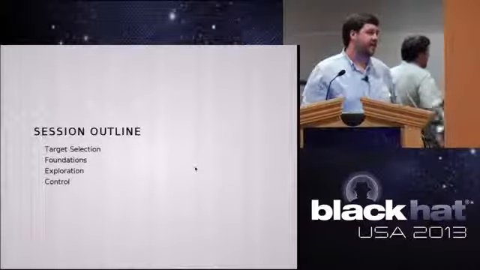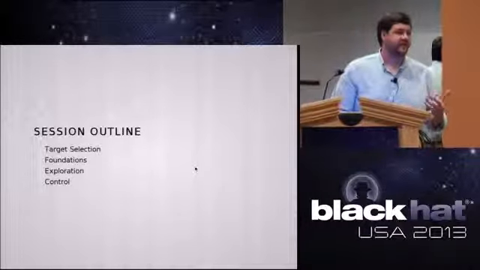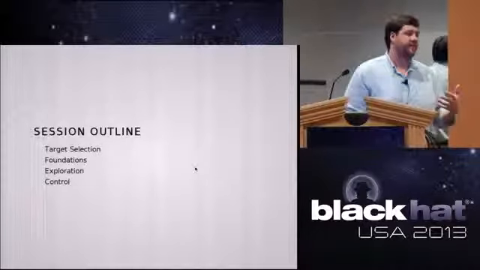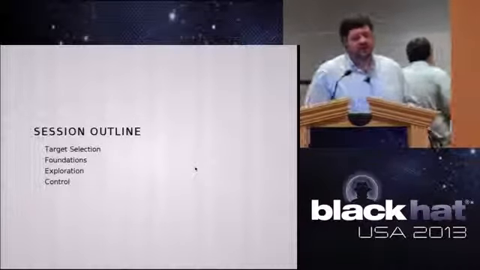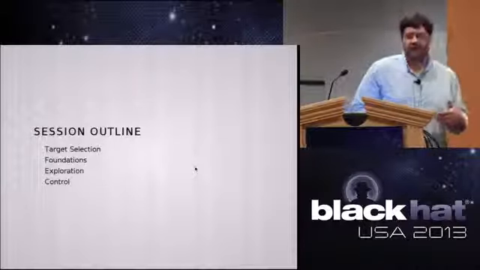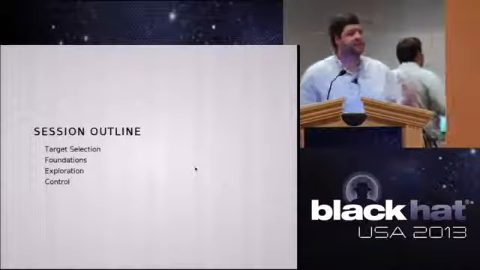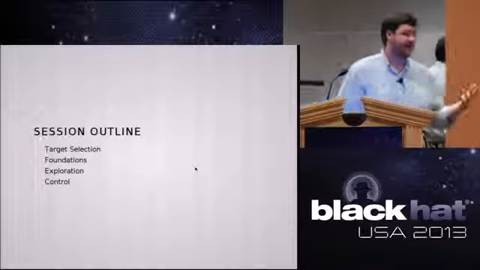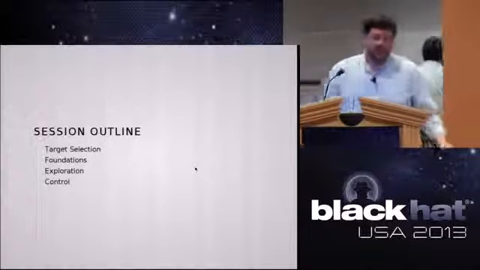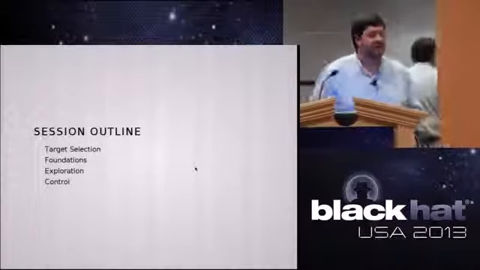The session outline: first we're going to start with target selection. We're going to look at the application specifically, look at the APIs a little bit, and talk about our approach. Then we'll cover the foundation, stuff you need to know as you dig into this, and exploration of it. We're going to iterate between those two, both looking at the binary, exploring it and understanding it, and then the network level as well. And then we're going to talk about how to control it and have some fun with it.